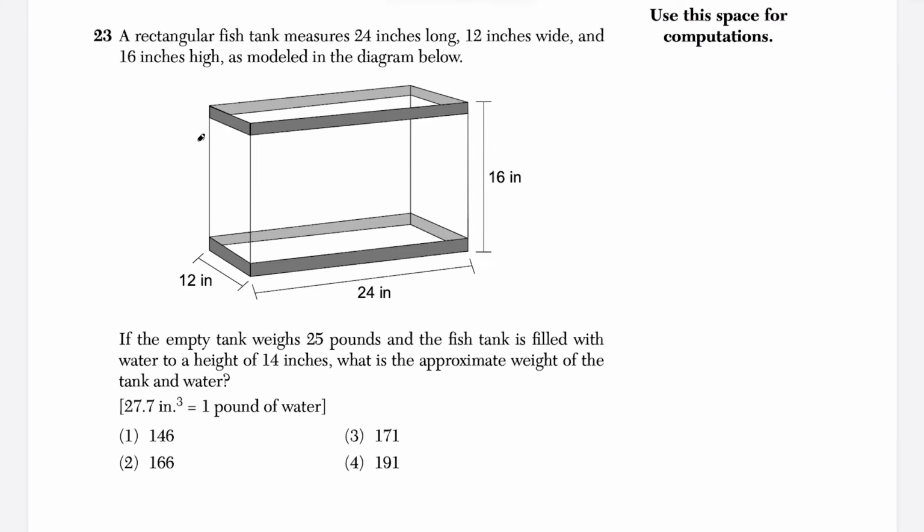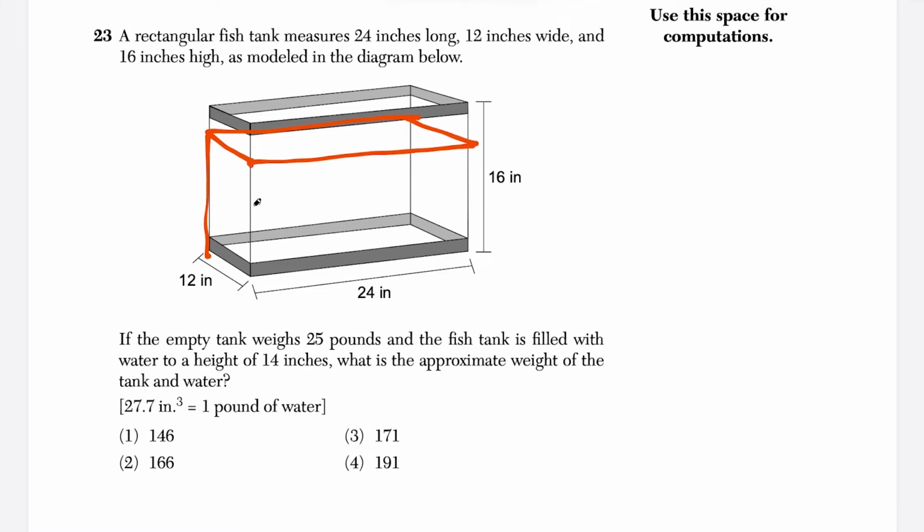Question 23. A rectangular fish tank measures 24 inches long, 12 inches wide, and 16 inches high as modeled in the diagram below. If the empty tank weighs 25 pounds and the fish tank is filled with water to a height of 14 inches, what is the approximate weight of the tank and water? And we have this unit measurement over here, 27.7 cubic inches is equal to 1 pound of water. So for this one, we have to be very careful. We have to make sure that we model the water at a height that's not equal to the height of the entire tank. The height of water is going to go up to 14 inches.